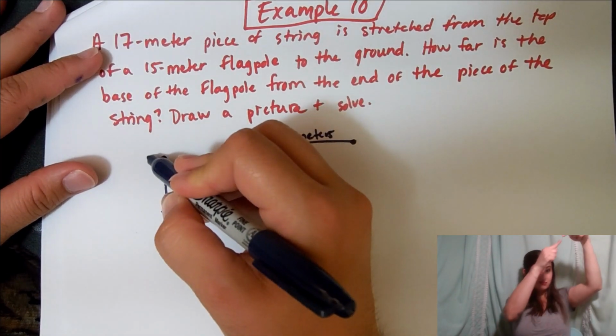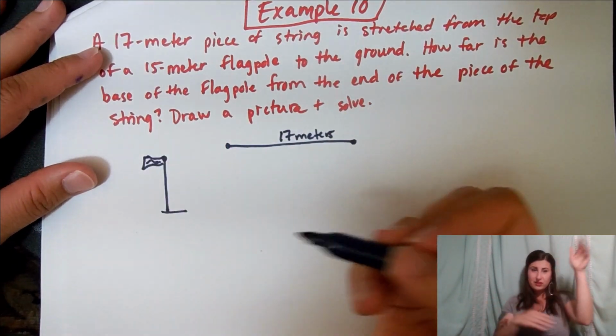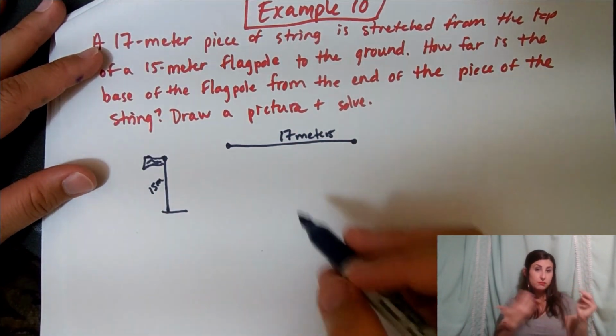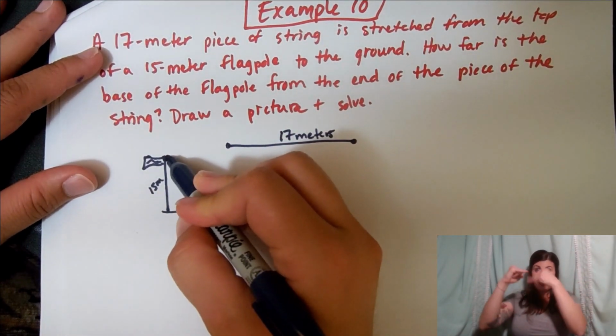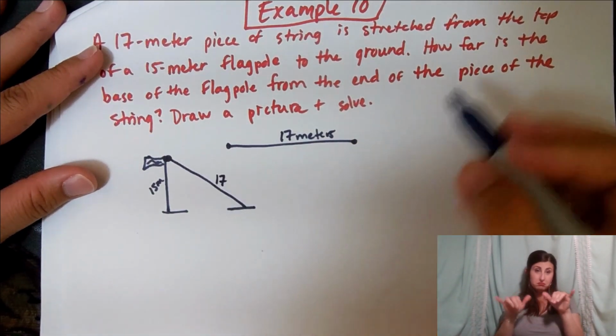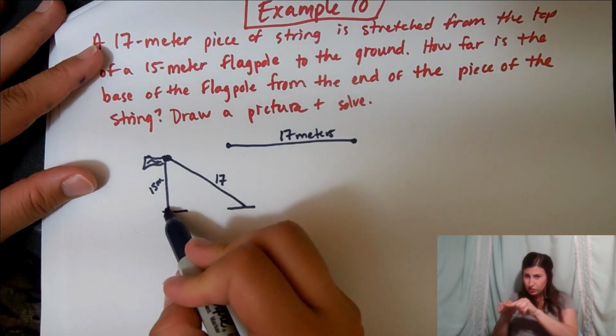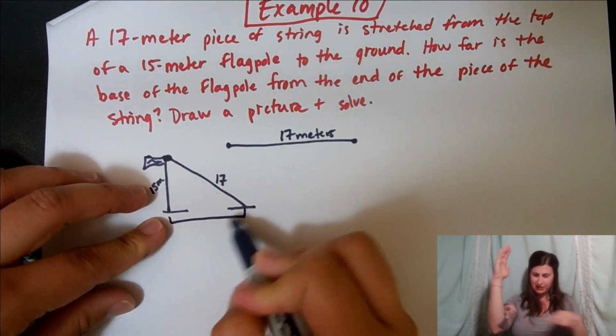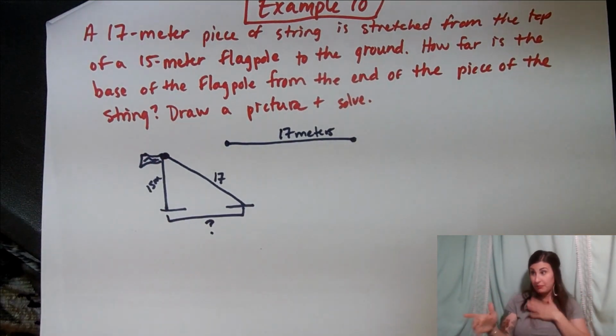Alright, so let's see. Here's a flag, and that is 15 meters. And this string is right here and it's going to the ground. Here's the ground. All right, and that's 17. How far is the base, the bottom of the flagpole, to the end of the piece of string? So this is what I'm trying to figure out. So there's my little picture.